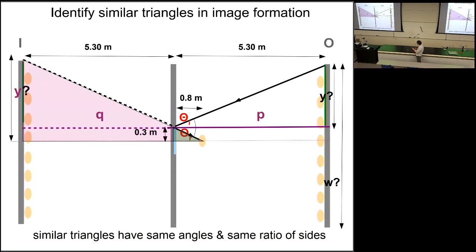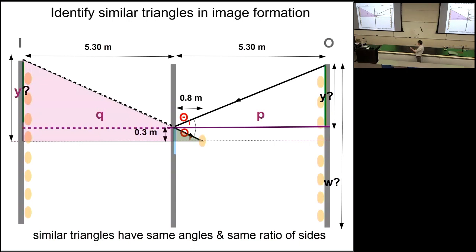For the green triangle, I know the length of the vertical side is half the width of the mirror, and I know the length of the horizontal side. It's the distance of the organist from the mirror. So I know the vertical and horizontal sides for the green triangle. For the magenta triangle, I know the horizontal side is 0.8 meters here plus this 5.3 meters here, because we said that's where the object is, but I don't know the vertical side.